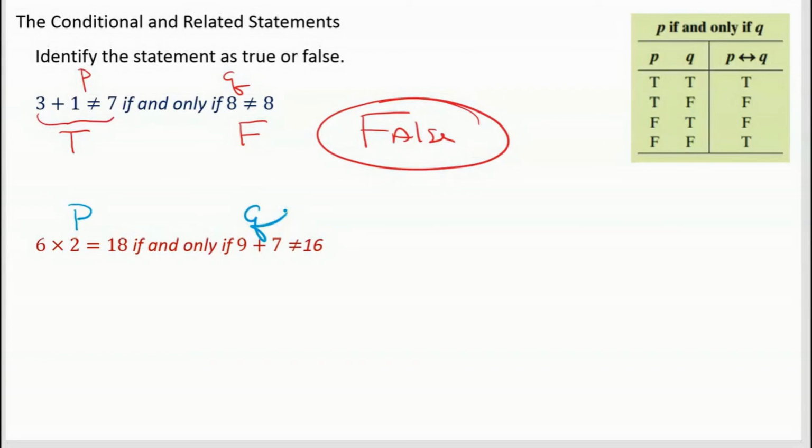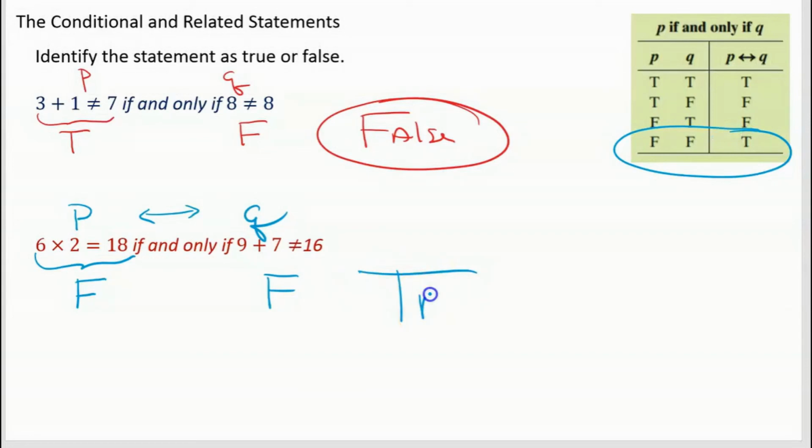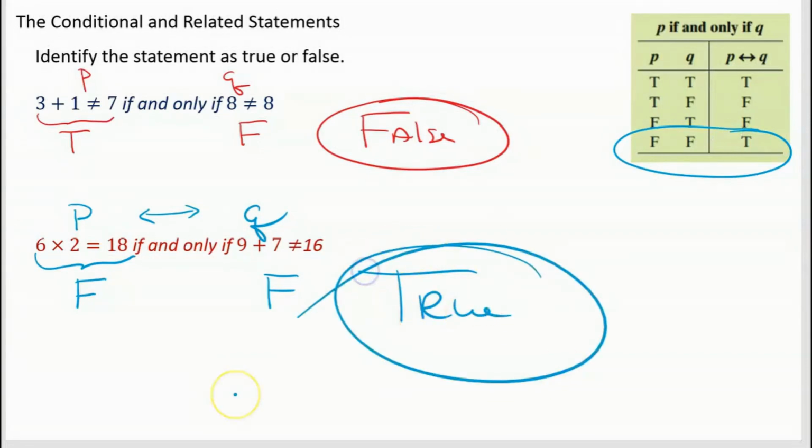Okay? And so we're trying to figure out if this P, if and only if Q, is true or false in this particular situation. 6 times 2 equals 18. You know that's a false statement. 9 plus 7 is not equal to 16. Also a false statement. Why? Because 9 plus 7 is equal to 16. So when they put the not equal to, it made it a false statement. Now, false and false. Right here on our truth table, false implies false is actually a true statement.